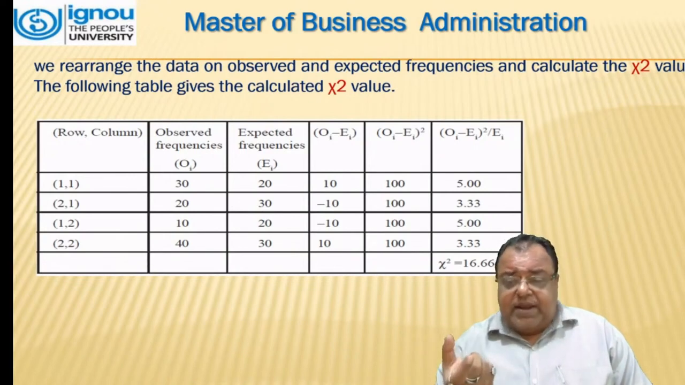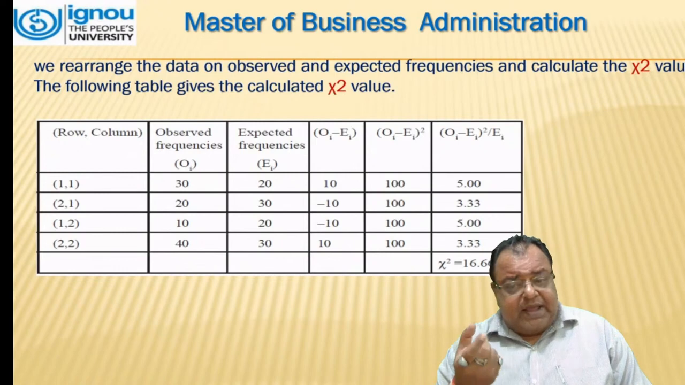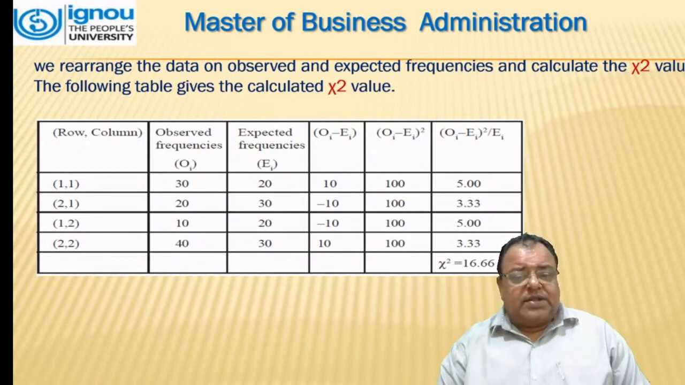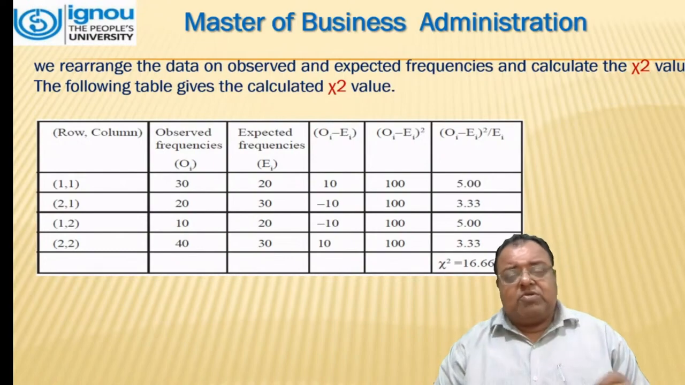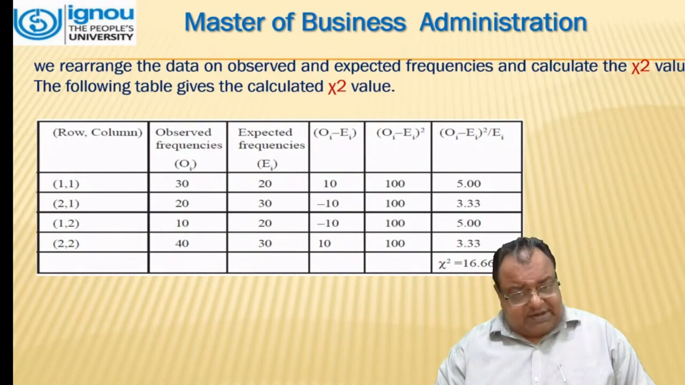And finally, we have to calculate (OI minus EI) whole square divided by EI. That means this comes out to be 5, 3.33, 5.0, and 3.33. When we are totaling up, we are totaling sigma G square, which comes out to be 16.66.